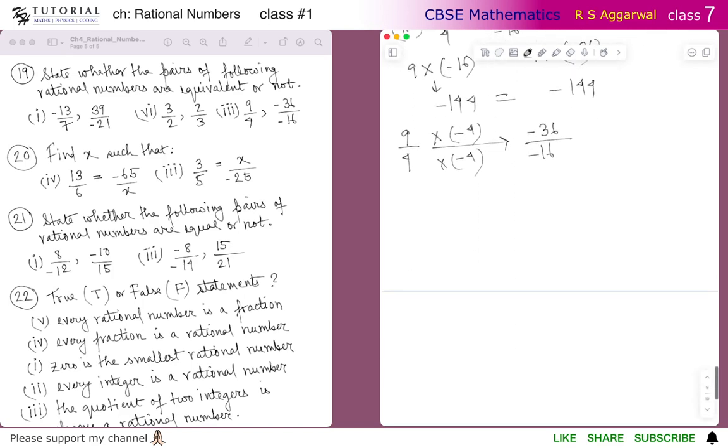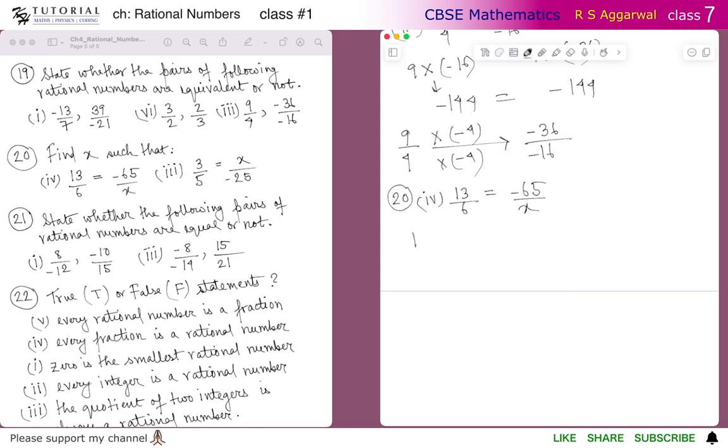Okay. Question 20 says find x such that. So this concept I have already discussed. It is saying to find x when it is given that the rational number 13 by 6 is equal to minus 65 by x. Simply we do cross product and we equate the two products.